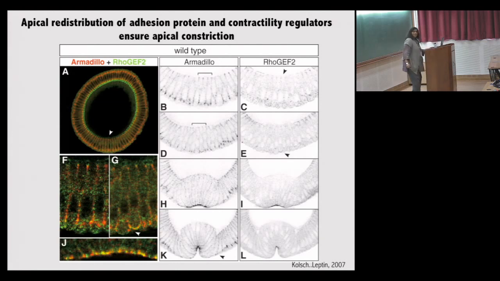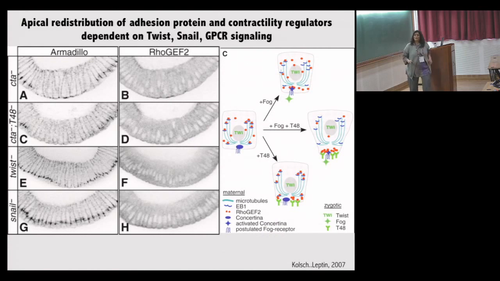Then we saw that in mutations in genes that are part of this gene regulatory network, that redistribution of RhoGEF2 that you saw in the previous slide does not occur normally. So in essence, what we need to be able to do to achieve this constriction is to facilitate apical constriction of this ratcheted kind, specifically in the apical region of these cells of the mesoderm.